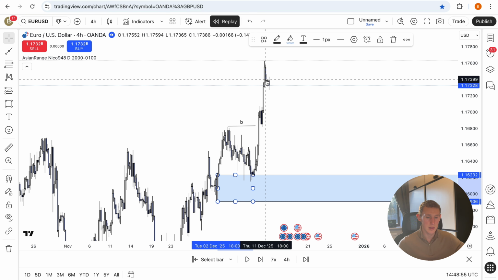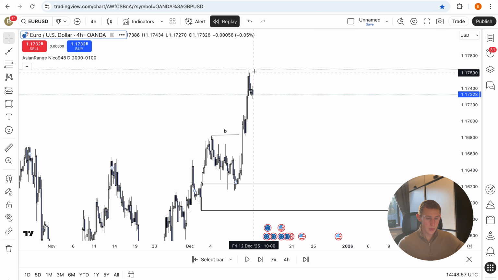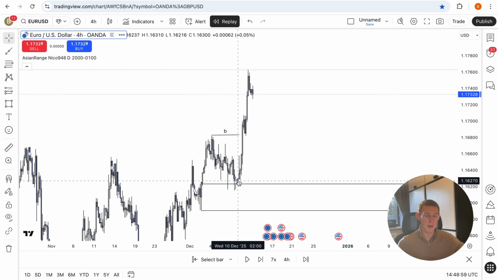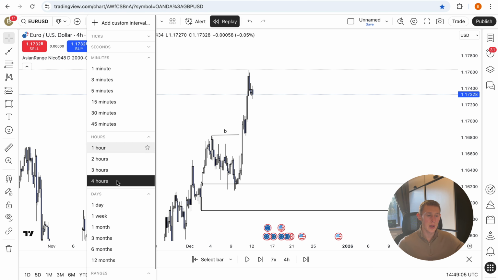reacted from this demand. Also, again, pay attention to the momentum that we have. Very clear bullish momentum. Just look at the imbalance that price is creating. This is ideally what we want to see if we are looking for longs.